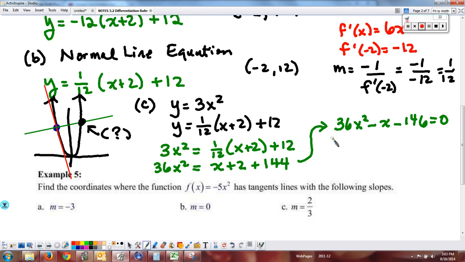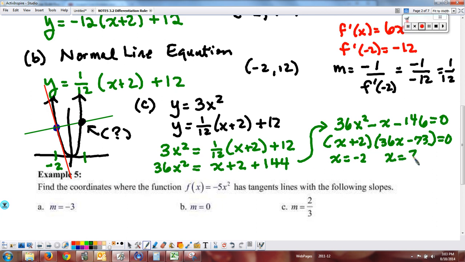This actually does factor. I'll let you play around with it, but it factors to (x plus 2) times (36x minus 73), and you can double check that. 36x squared, 2 times 36 is 72, minus 73, there you go, and then my 2 times that. And so we get x equals negative 2, which we already knew, right? Because the one intersection point was at negative 2 for the x value. So the other one is going to be x equals 73 over 36.